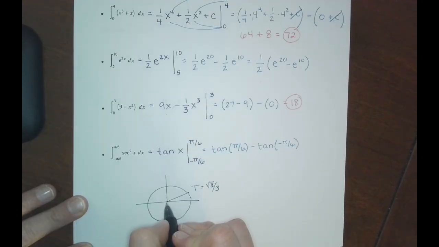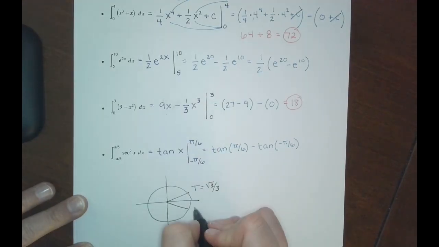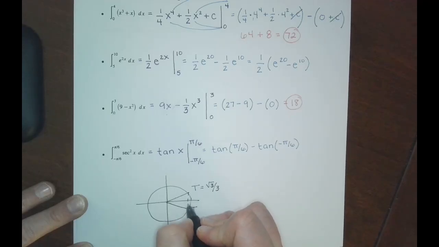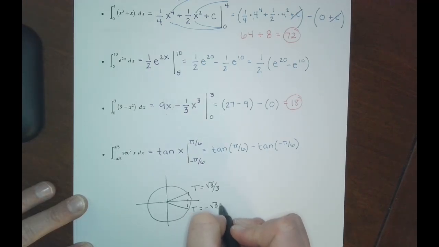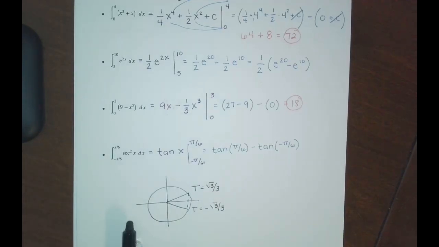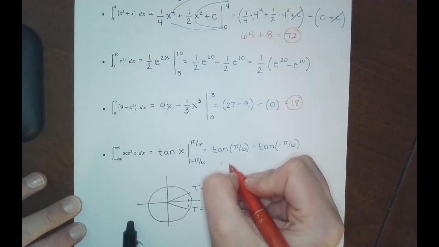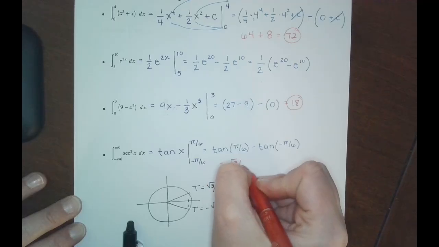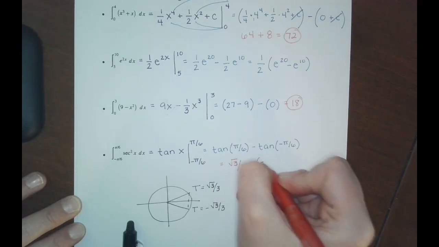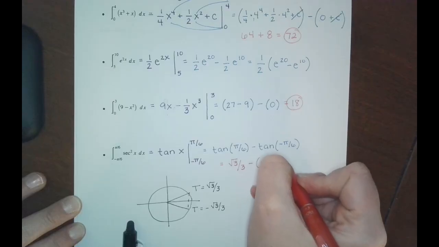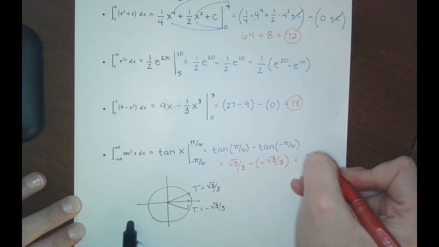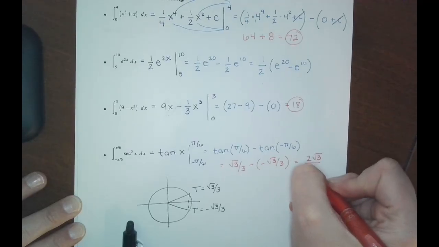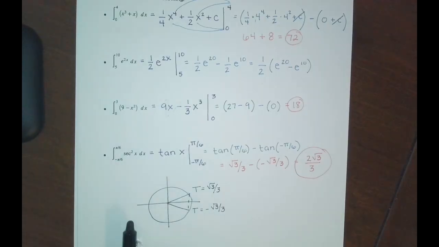Now, negative pi over 6 is down here. And this tangent is the same as that tangent, except this one's going to be negative because the sine values are negative. So this is a negative square root of 3 over 3. And so then if I had to actually evaluate this, I would say this is square root of 3 over 3 minus negative square root of 3 over 3. Well, minus a negative is really a plus. So all in all, this becomes 2 square root of 3 over 3 as a final answer.